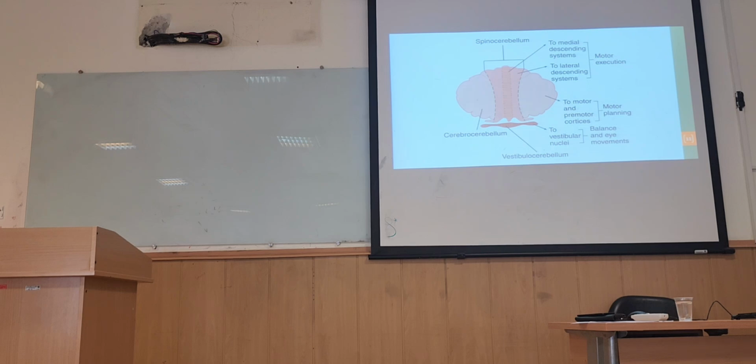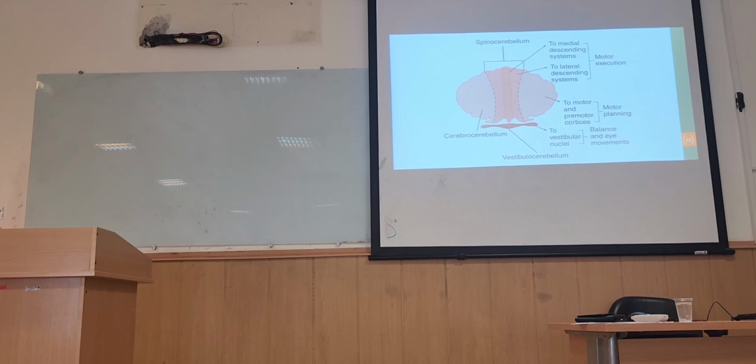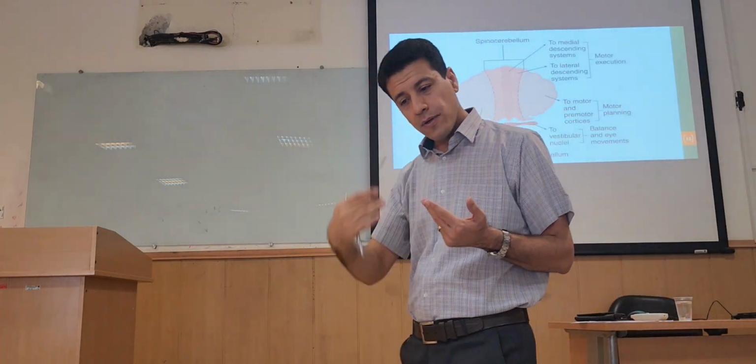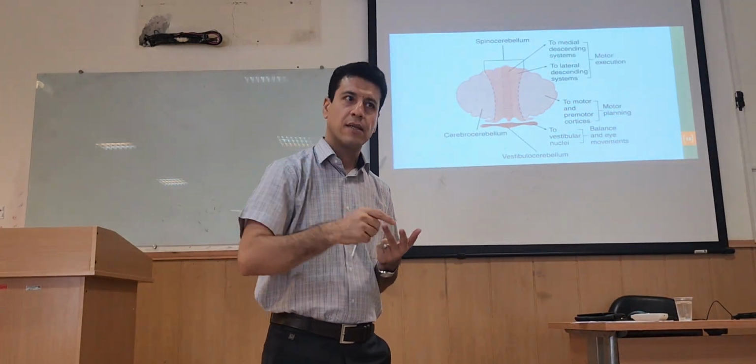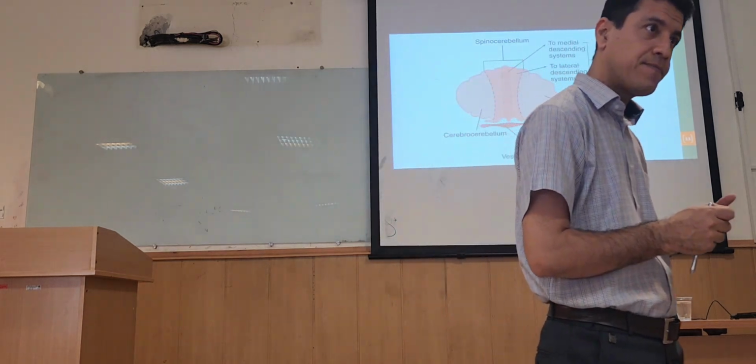Corticospinal. Rubrospinal has two parts, lateral, ventral. Which one is lateral? So lateral corticospinal tract is part of the lateral descending system. What else? Vestibulospinal. It's medial. Tectospinal tract. It's medial.